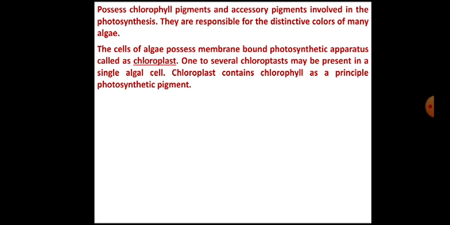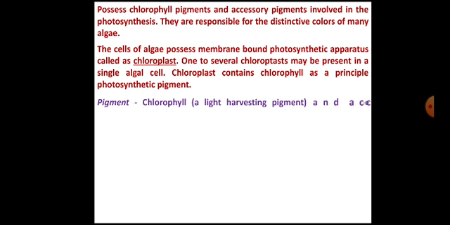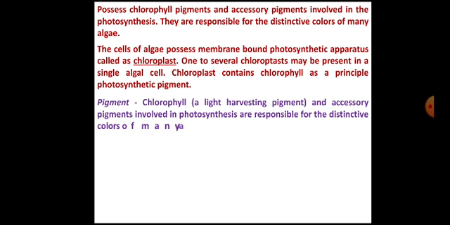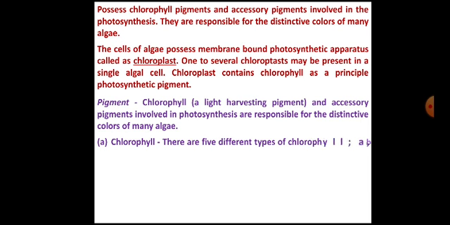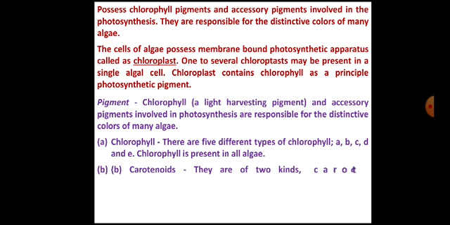The cells of algae possess a membrane-bound photosynthetic apparatus, that is the chloroplast, which is responsible for harboring the chlorophyll pigments, which are the major photosynthetic pigments. These pigments are of different types: chlorophyll, a light harvesting pigment, and accessory pigments which are responsible for distinguished color and photosynthesis. There are five different types of chlorophylls: chlorophyll A, B, C, D, and E. These chlorophylls are present in all algae.